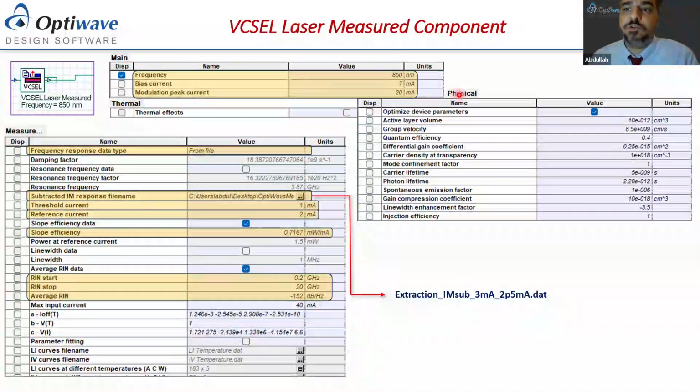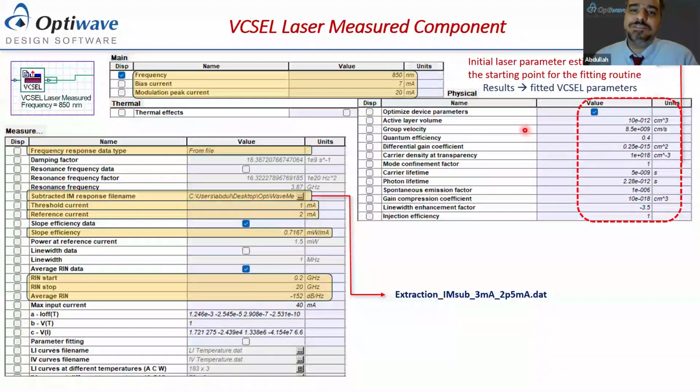There is a tab with physical parameters, and I want to highlight that this tab actually doesn't have the parameters used in the model. It just has the initial conditions. So these are your initial conditions that you provide to the fitting engine in combination with these measured metrics. And then the fitting process starts and you get the real rate equation parameters that run in the simulation.